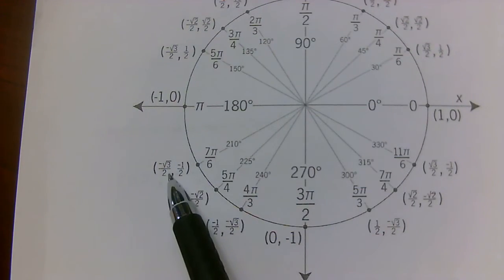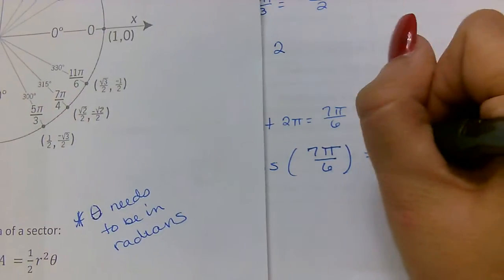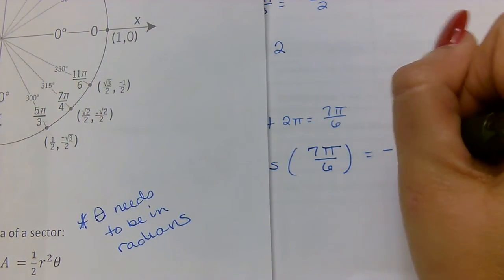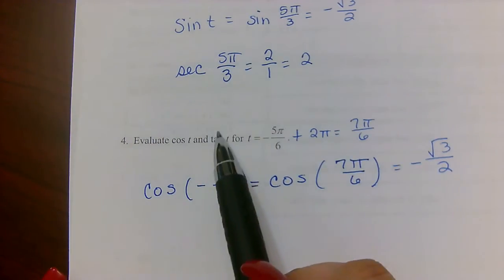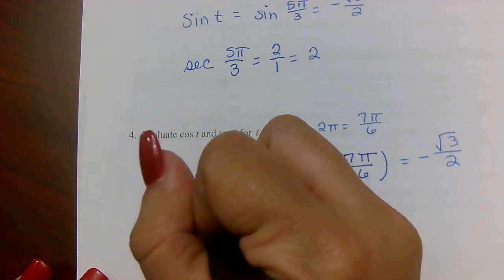Cosine is our x or is it our y? Hopefully you said it was your x value, so our answer is going to be negative square root of 3 over 2. Okay. All right, and it's also asking for tangent, so let's go ahead and put that.